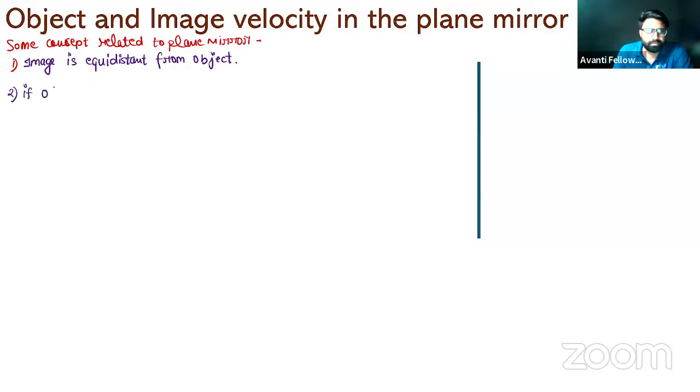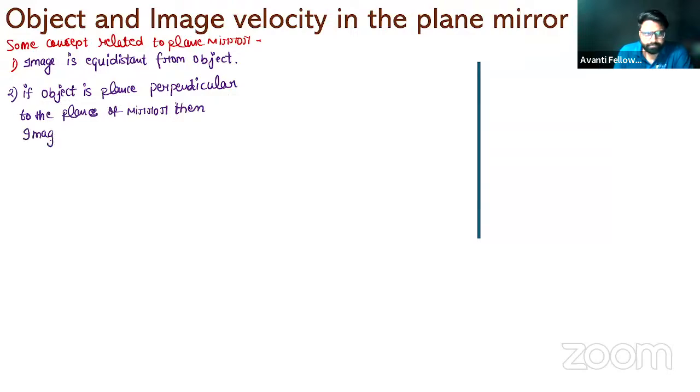Second thing is, if the object is placed perpendicular to the plane of the mirror, then the image gets inverted.